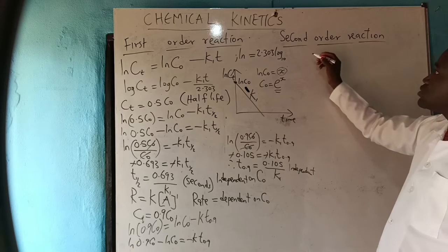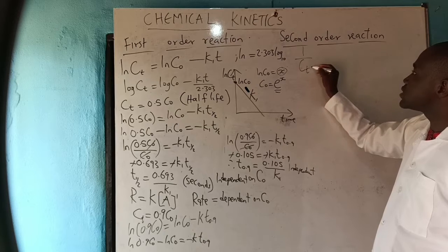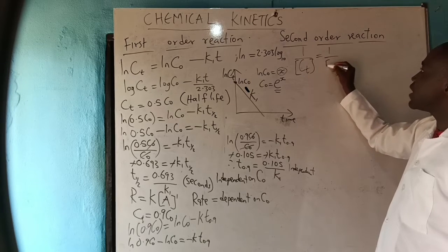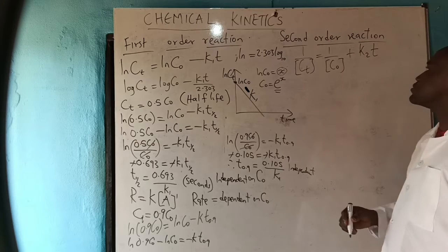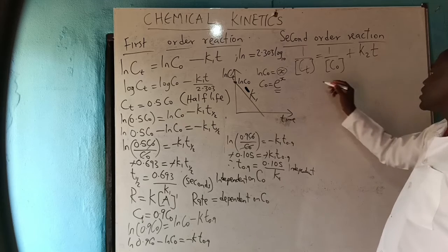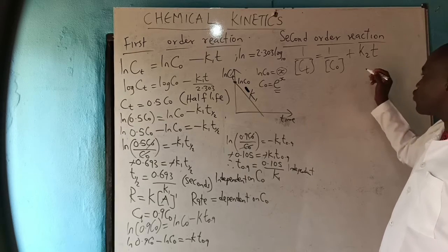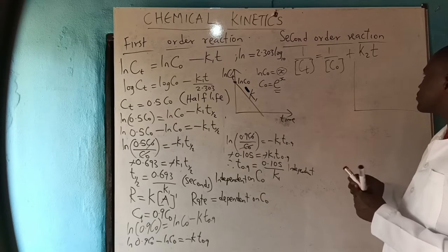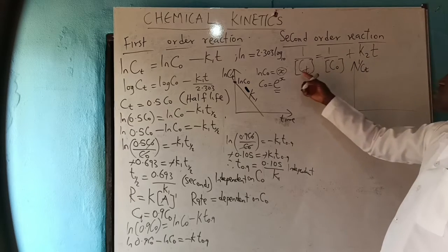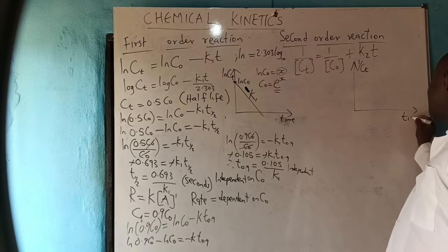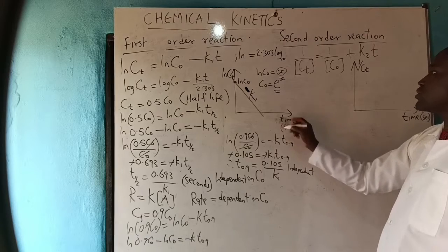In the second order reaction equation, we said its formula is: the inverse of the concentration equals the inverse of the initial concentration plus k2t. Yes, you can see it now. That means its graph has to go this way: the graph of the inverse of concentration at any particular time against time. Are you getting it? You attach the unit.